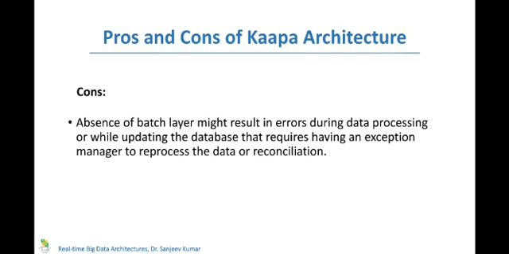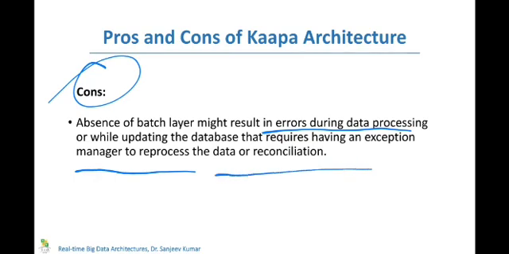And the con of the Kappa architecture is that the absence of a batch layer might result in errors. Errors can occur because it's live streaming, and maybe sometimes the signal is not there, or the internet is not there, then we face problems in data processing. While updating the database, it requires an exceptions manager to reprocess the data, or reconciliation. That means we require a manager-type person who reconnects, and we restart everything. After that we can watch the live streaming and live telecast, and we can execute this.